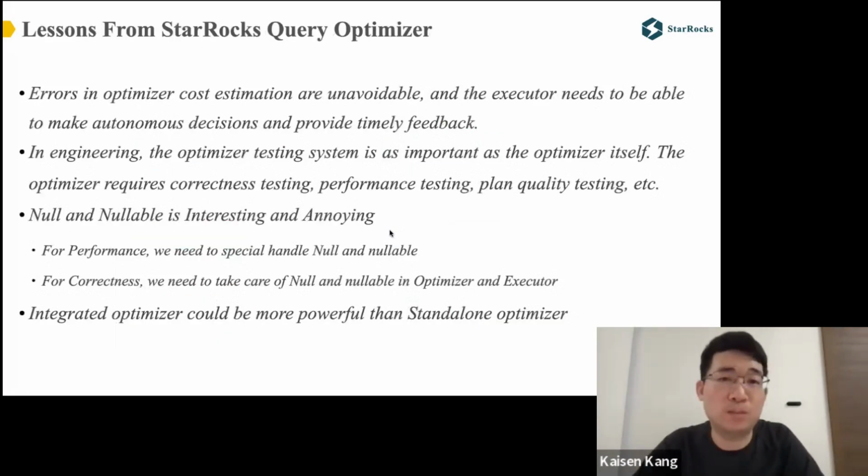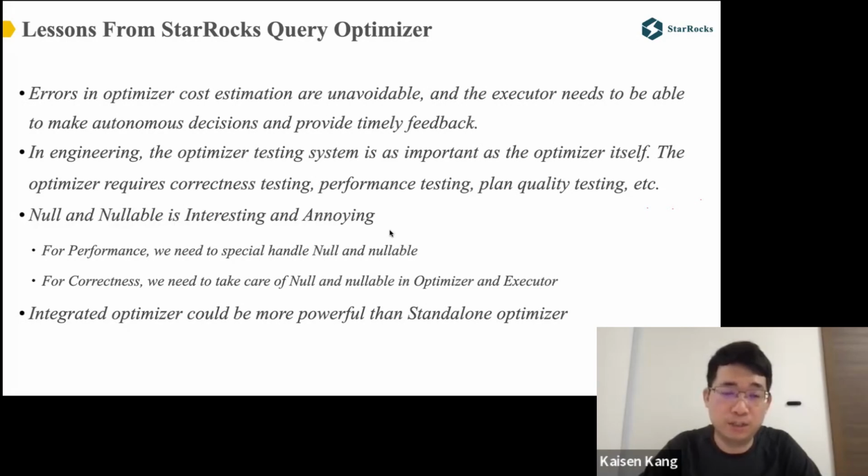Okay, let's move to the last part, some lessons from the StarRocks optimizer. The first is, I think the errors in optimizer and cost estimation are unavoidable, and the executor needs to be able to make autonomous decisions and provide timely feedback. So I think adaptive execution and query feedback are necessary for a cost-based optimizer.